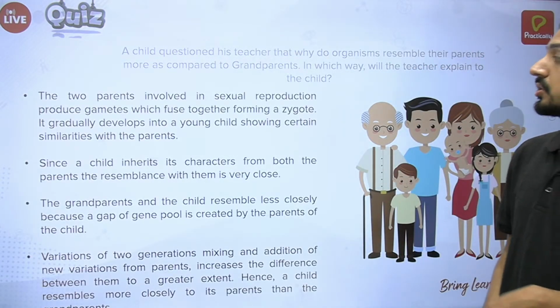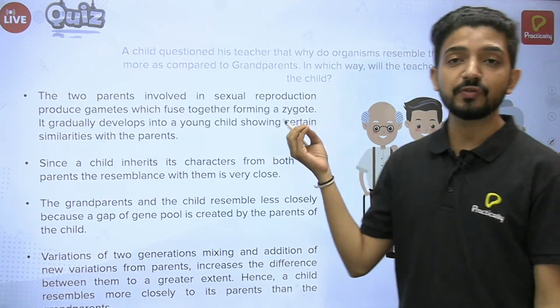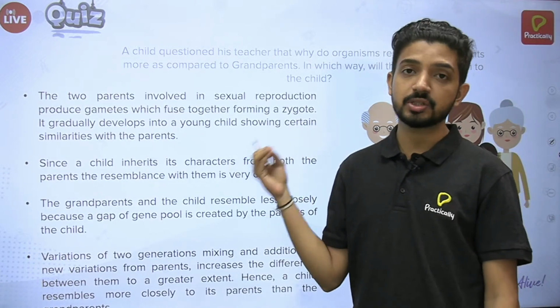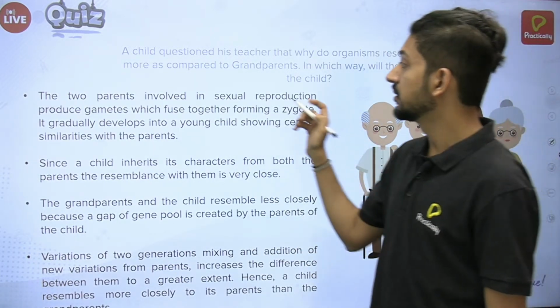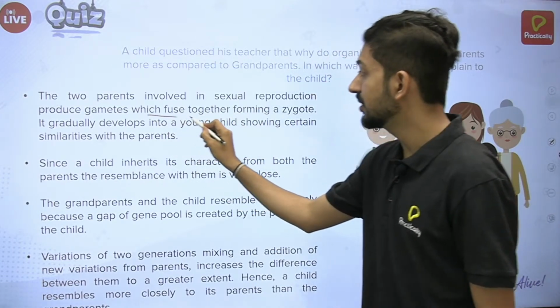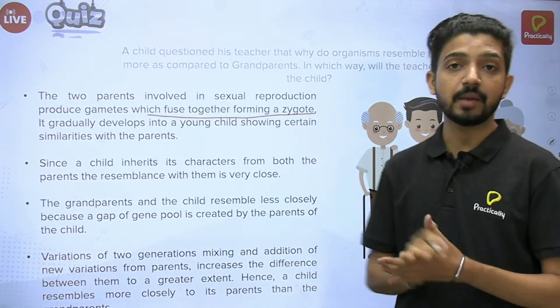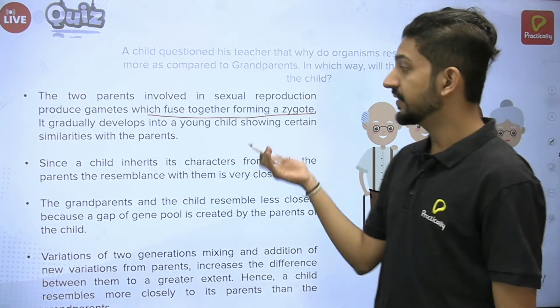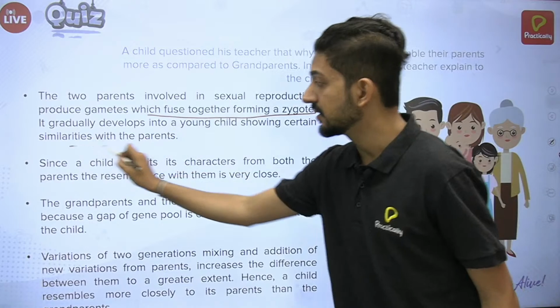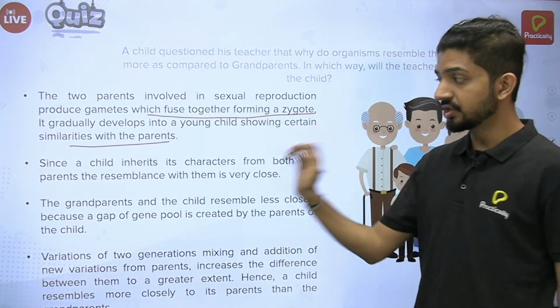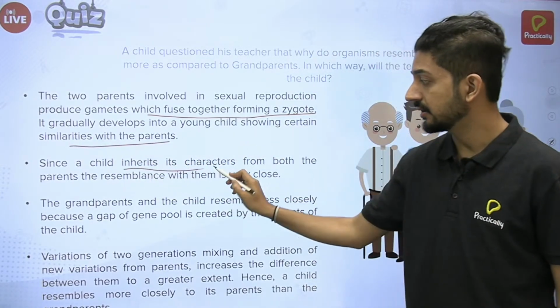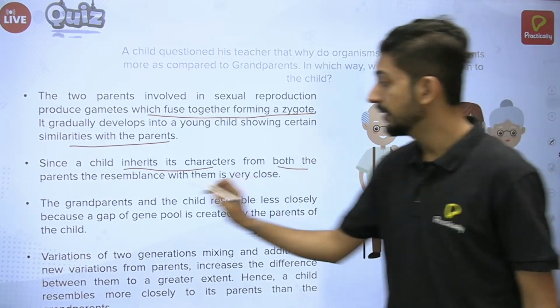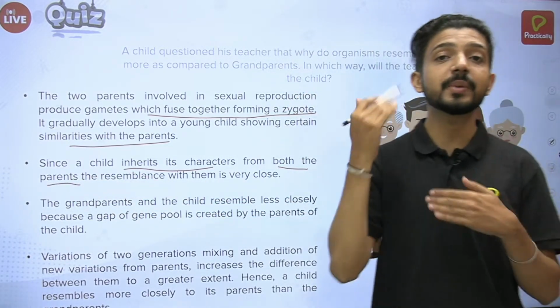So we have to first write about the basics of sexual reproduction. In sexual reproduction there is fusion of male and female gamete to form a zygote, which further develops into a young child showing similarities with the parents. The child inherits its characters from both the parents. Here you have to mention inheritance.